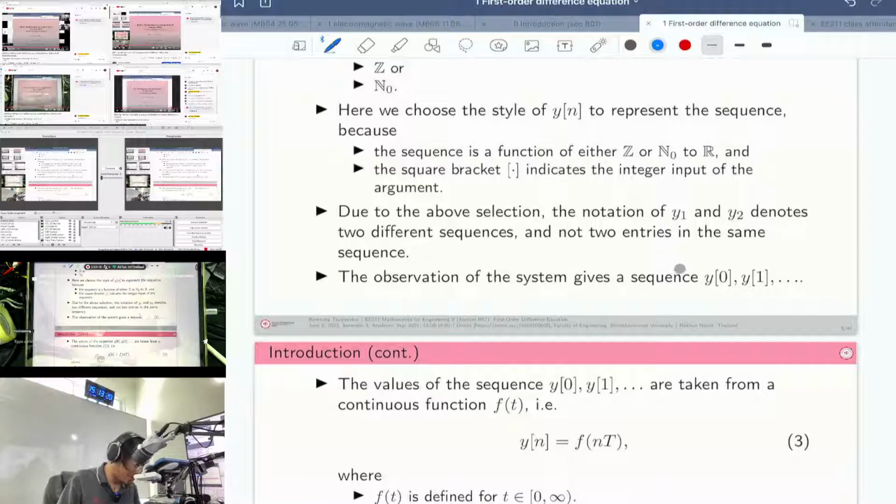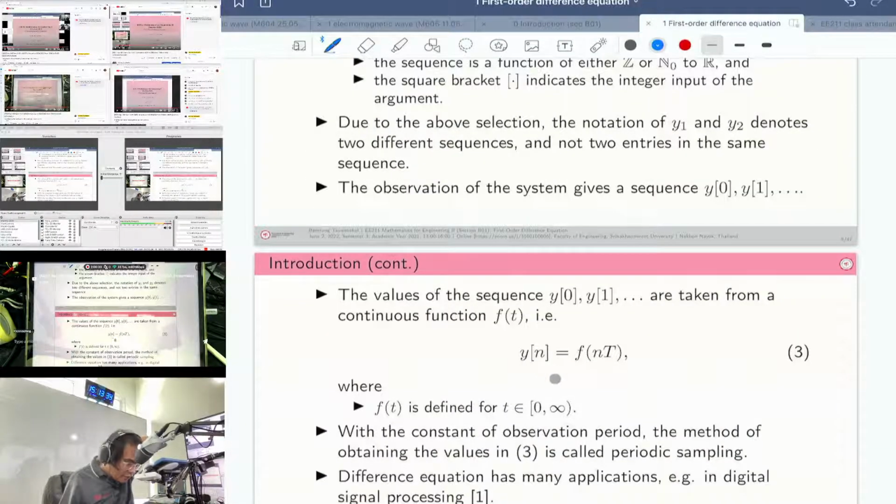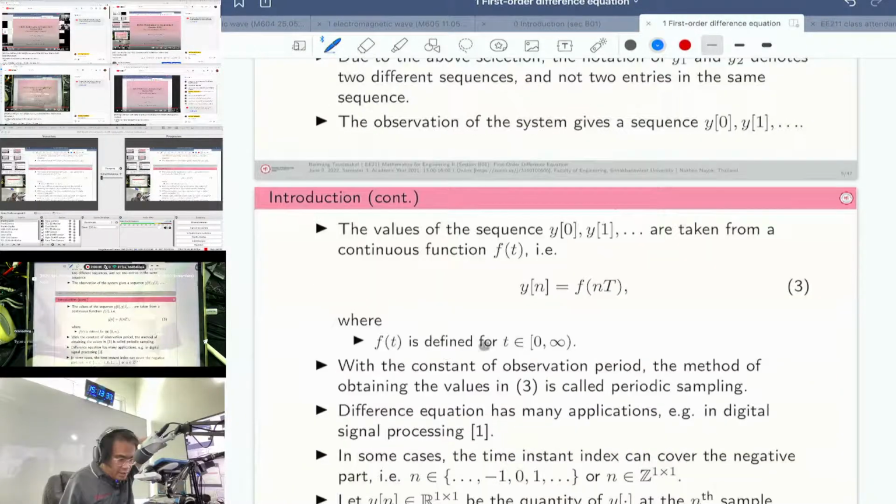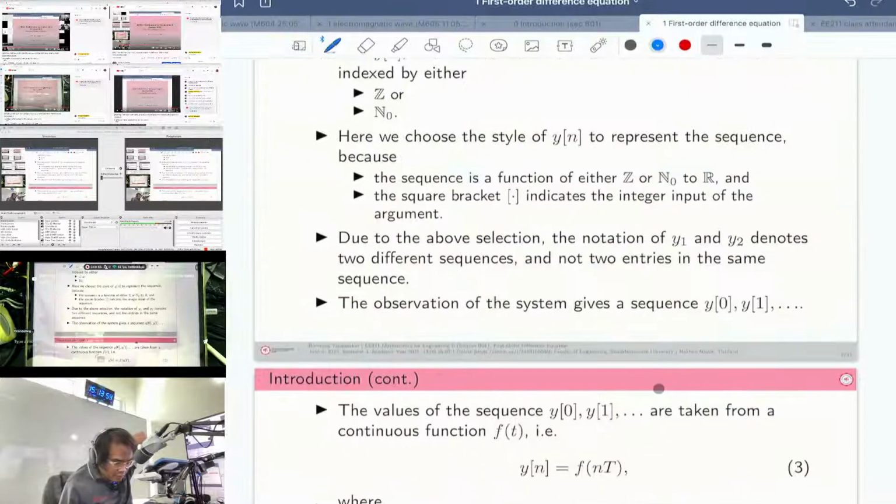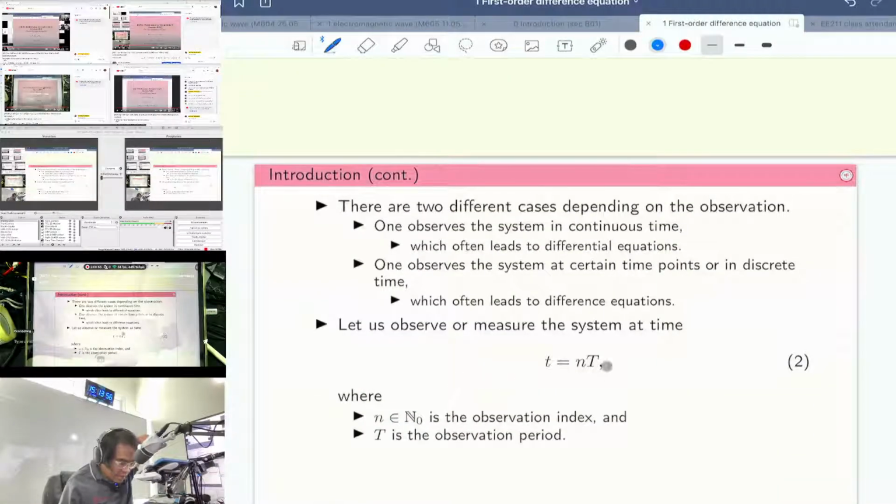The observations are y0, y1, y2, y3, until finally yn, or until infinity, without limit. We take yn from f and t when t is greater than 0, until we reach infinity. With the constant of the observation period, we mean the letter T here is fixed. It's a constant. It doesn't change with time.